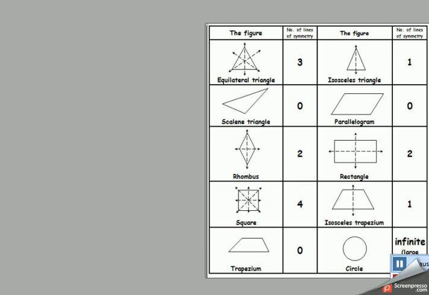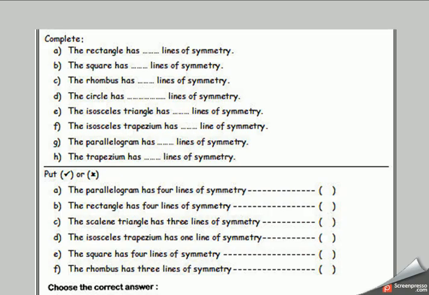Let's take some examples on lines of symmetry and symmetrical figures. The first example, complete. The rectangle has how many lines of symmetry? 2, excellent. The square has 4, excellent. The rhombus has 2, excellent. The circle has infinite lines of symmetry, yes, infinite.